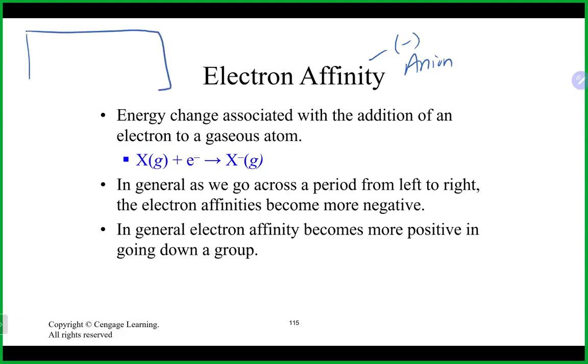It is not a perfect trend, but it does increase as you go up and to the right, and it decreases as you go down and to the left. For example, if you look at group 7, it actually increases as you go up, and then it decreases and then increases. So it's not a perfect trend, but the overall general trend is that.